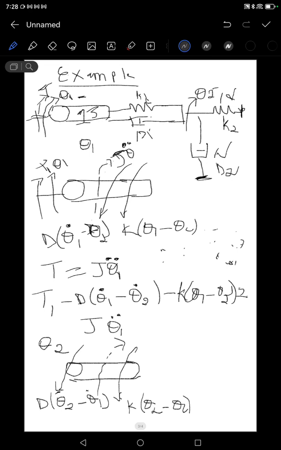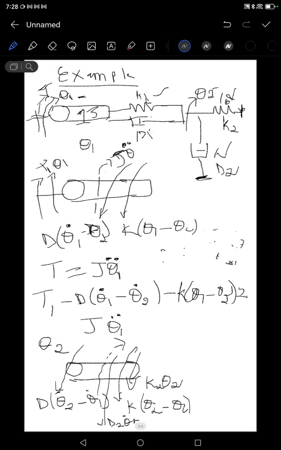Moving forward, remember we're drawing a free body diagram focusing on theta 2. So we have this spring and damper because it's connected to theta 2, so it's between theta 1 and theta 2. That's why we have theta 2 minus theta 1. Now we focus on this spring, K2. K2 is also opposing, so it's K2 multiplied by theta 2. And the damper is also opposing, so we have D2 multiplied by theta 2 dot.